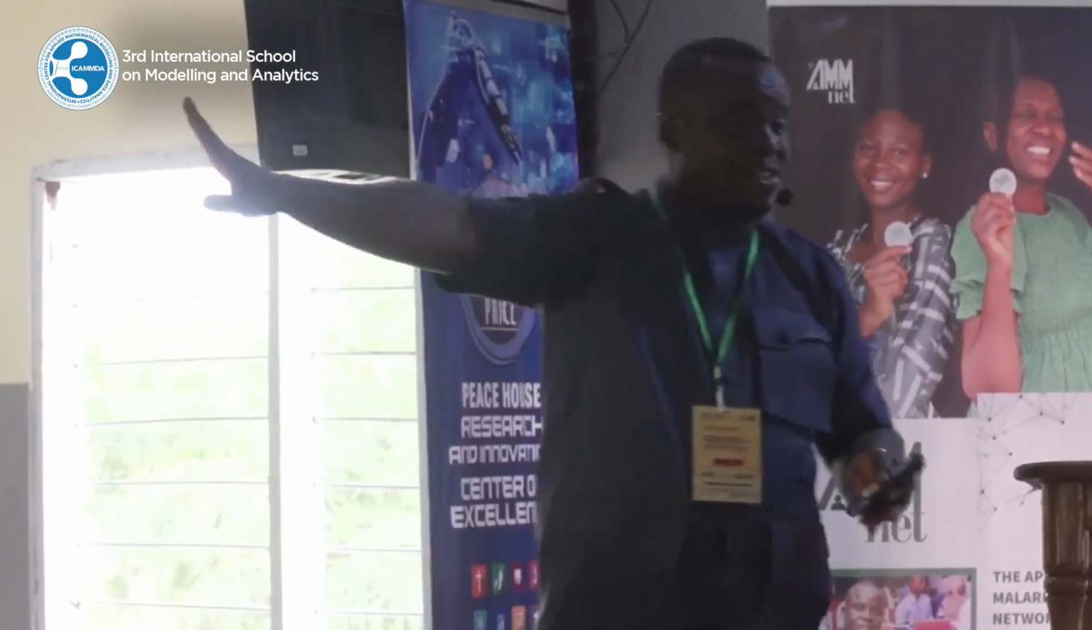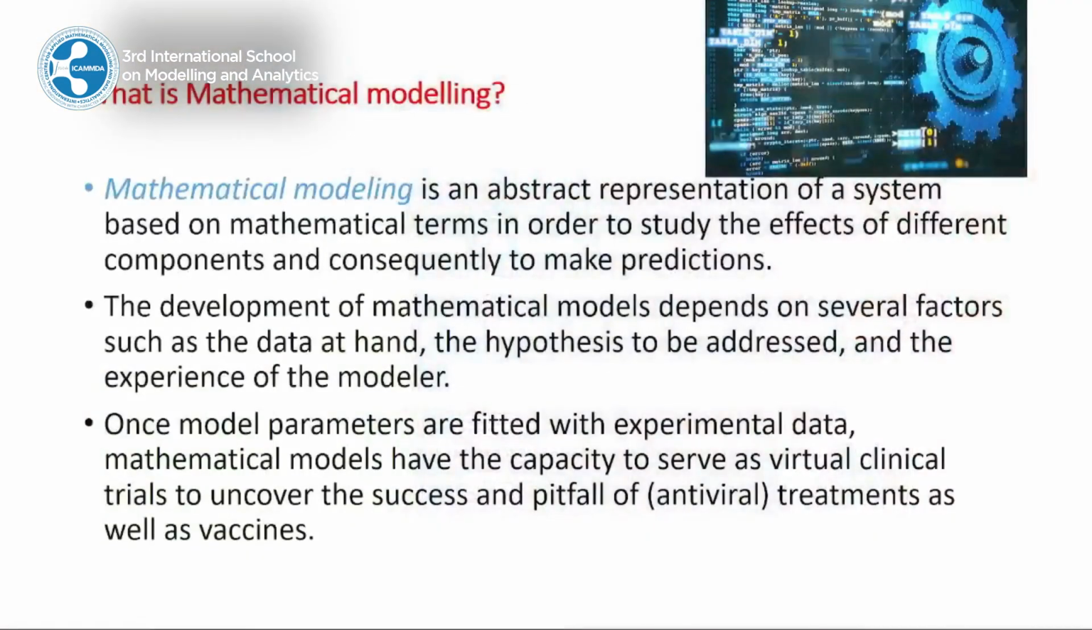Instead of gathering 20 people, putting some on placebo and some on the vaccine you are testing, and comparing the people that were not vaccinated with those that were vaccinated over a certain number of days, which is the way they do clinical trials, and then seeing at the end how their body is responding. That is more expensive and risky. But this one is cheaper, cost effective, and has no risk. The only thing you need is a good brain and a good laptop. From there you are able to uncover the success and the pitfalls of the treatment as well as the vaccine.